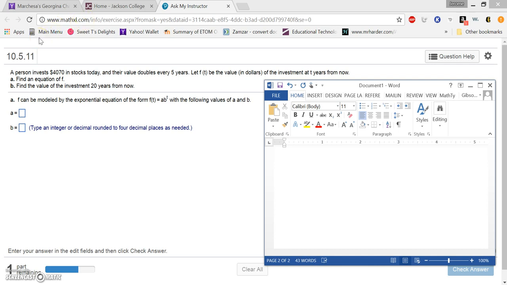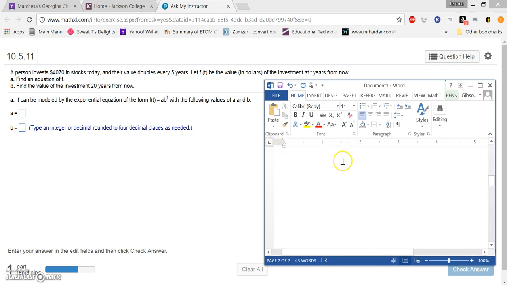It says a person invests $4,070 in stocks today, and their value doubles every 5 years. Let F of T be the value in dollars of the investment at T years from now. Find an equation of F. Find the value of the investment 20 years from now.